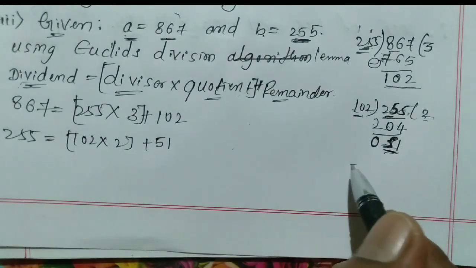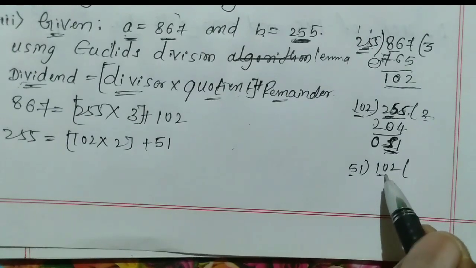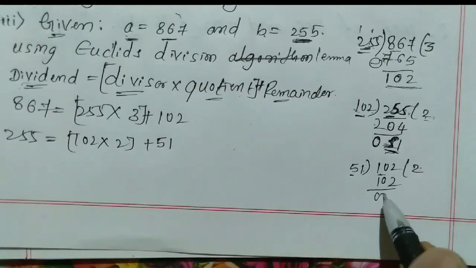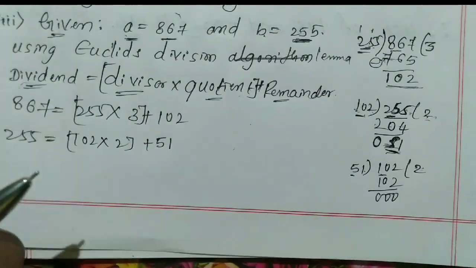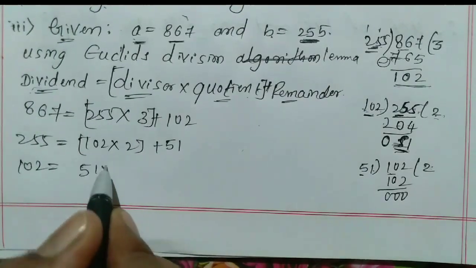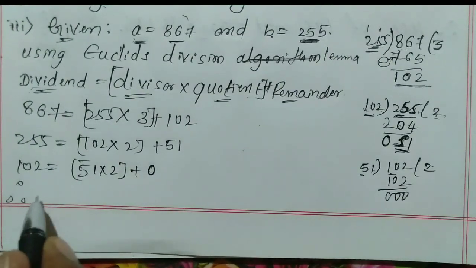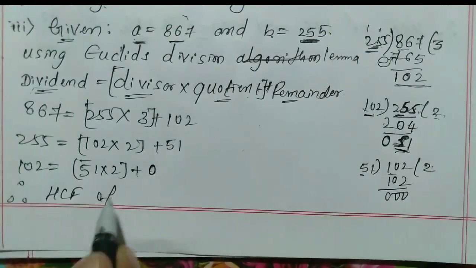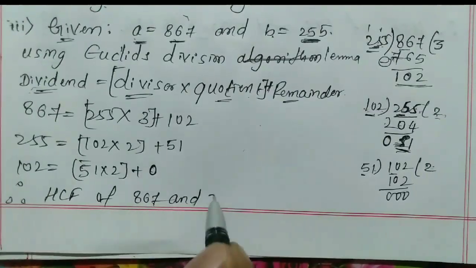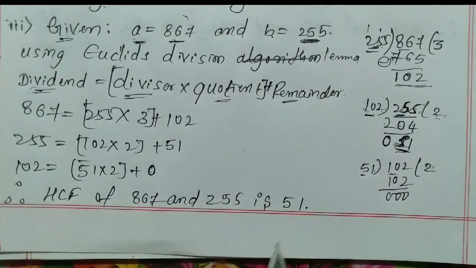Then you can divide this 102 by 51. 102 divided by 51. 51 twos is 102. So I will get here remainder is 0. Therefore you can write here dividend 102 is equal to 51 into 2. So you got here remainder is 0. So you can write here therefore HCF of 867 and 255 is 51.